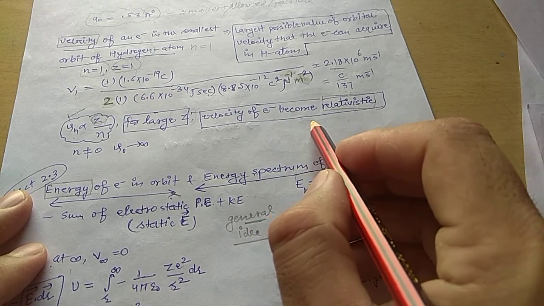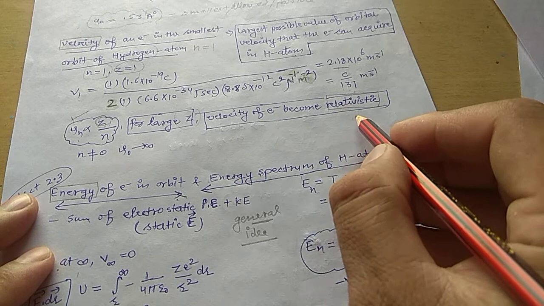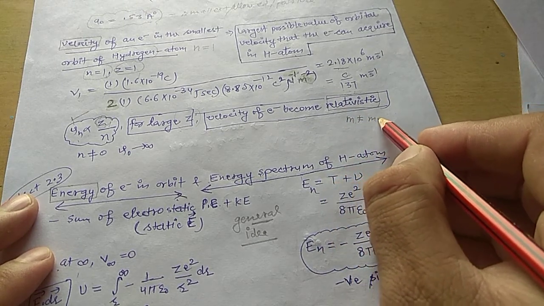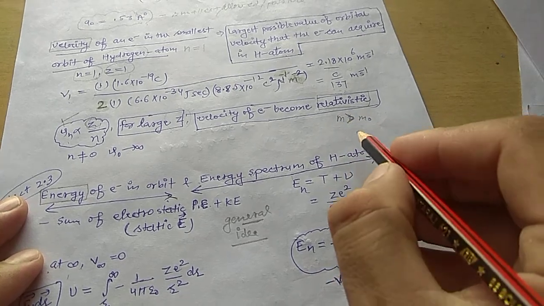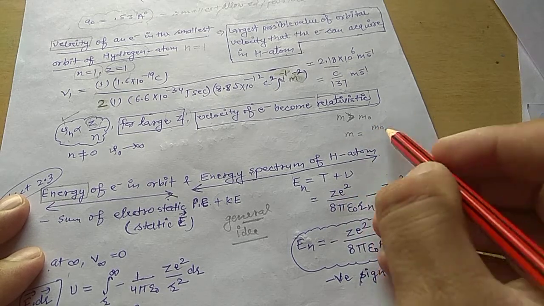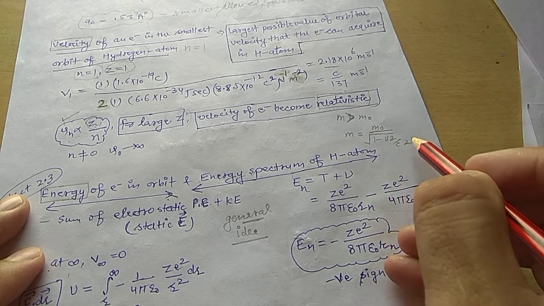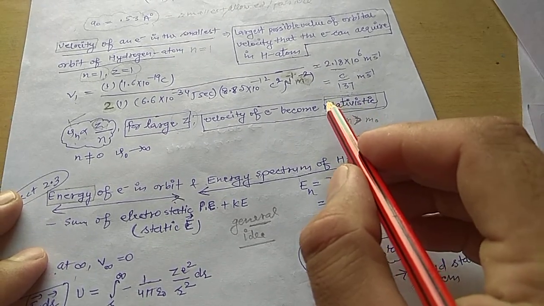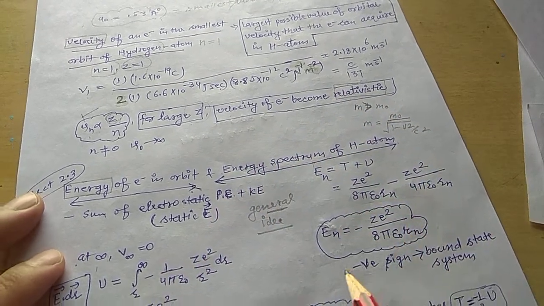The Bohr theory discusses only non-relativistic behavior, because in the relativistic case, the mass is not equal to the rest mass. It increases. You know the relation for the rest mass and relativistic mass is given by this formula. We have not considered anything like this, so relativistic considerations are not taken into consideration in the Bohr theory.